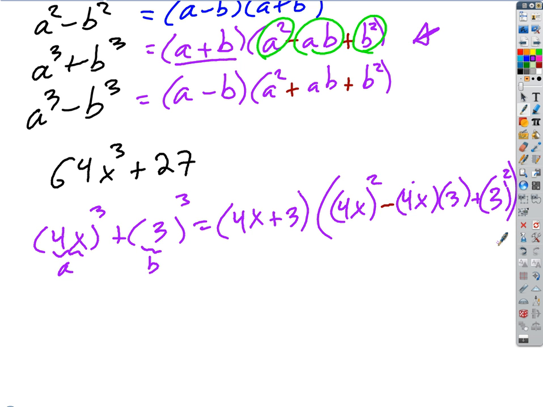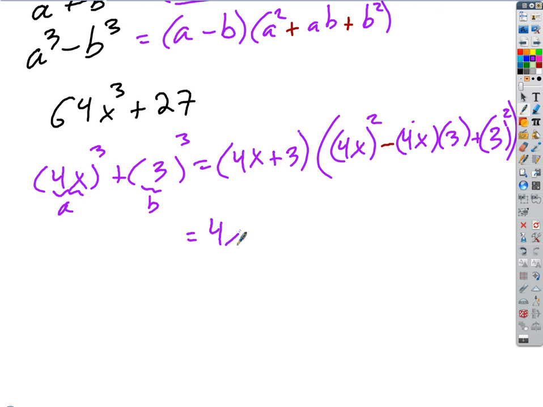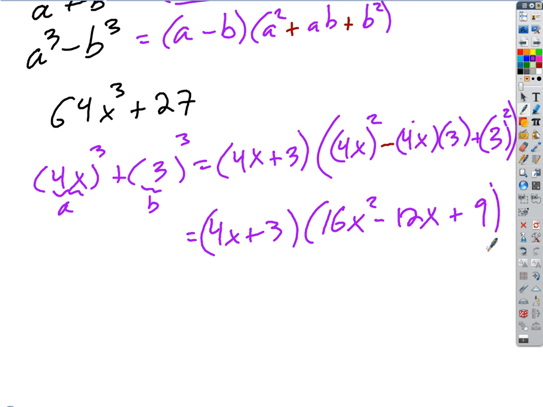Now all we have to do is just simplify, right? So we get our 4x plus 3. Noah already told us that 4x quantity squared, if I distribute the 2 to both parts, I'm going to get a 4 squared, which is a 16, times our x squared, right? 4x times 3 is 12x, so I'm going to subtract 12x up there, and then plus 9.